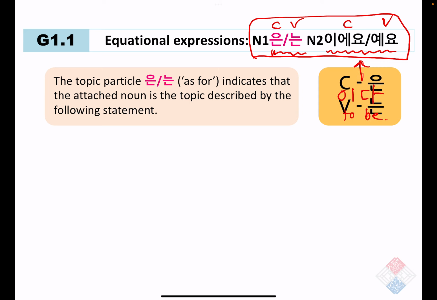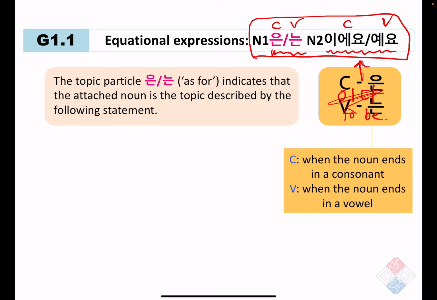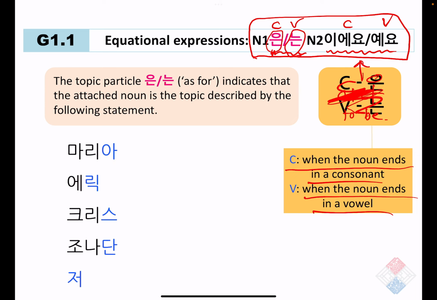So the topic particle 는, I'm gonna delete this. Oh no. Okay, I can't do this. Anyway, you can see it.